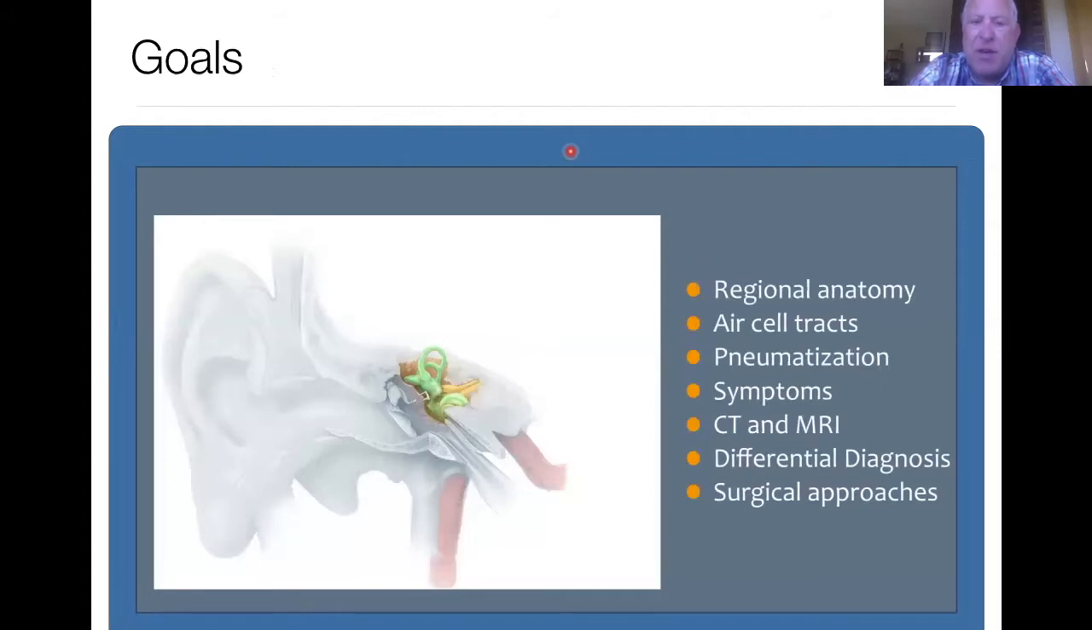In this lecture, some of the goals will be to discuss some of the regional anatomy, looking at air cell tracts, pneumatization, symptoms, CT and MRI, working on differential diagnosis and different surgical approaches.